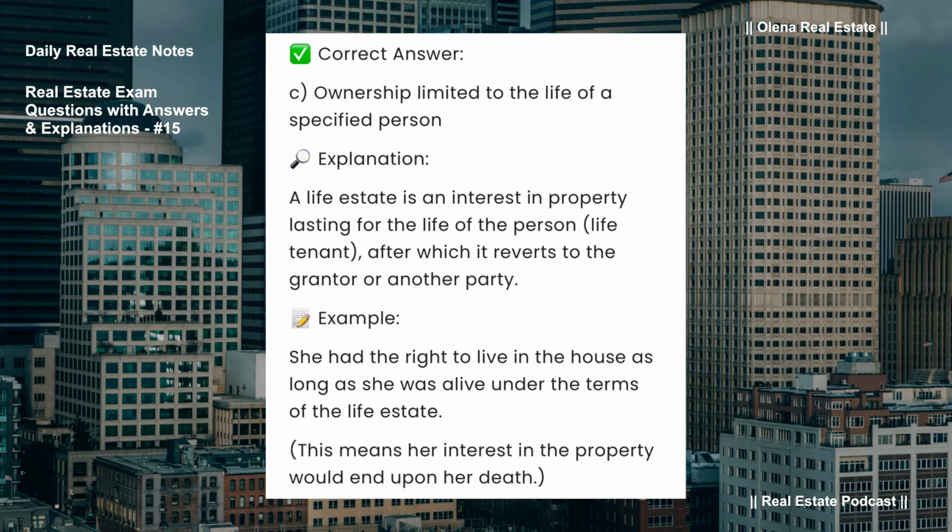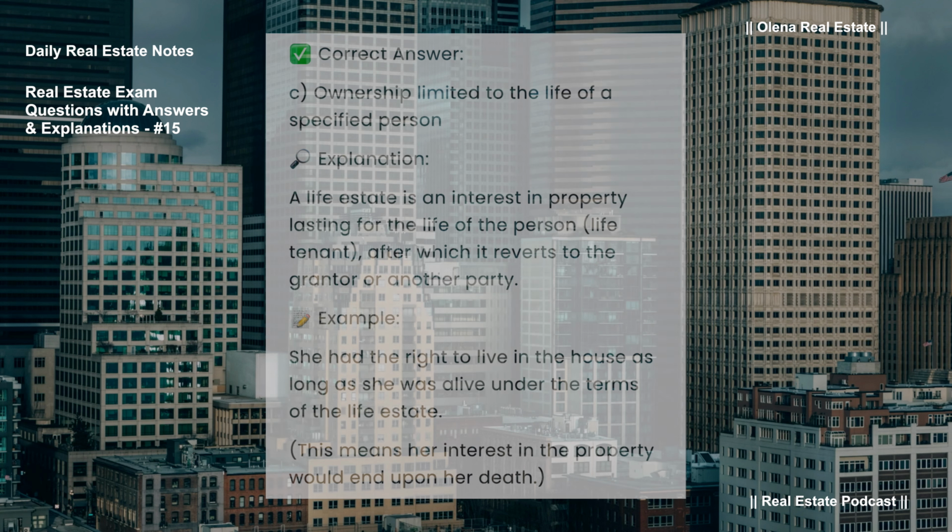A life estate is an interest in property lasting for the life of the person, the life tenant, after which it reverts to the grantor or another party. For example, she had the right to live in the house as long as she was alive under the terms of the life estate. This means her interest in the property would end upon her death.